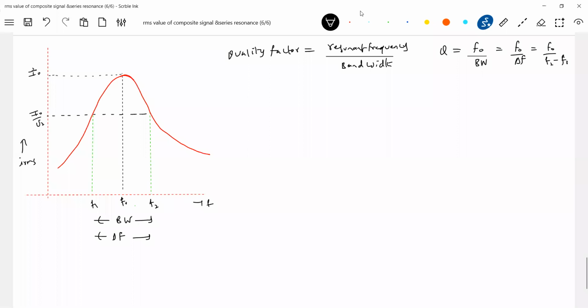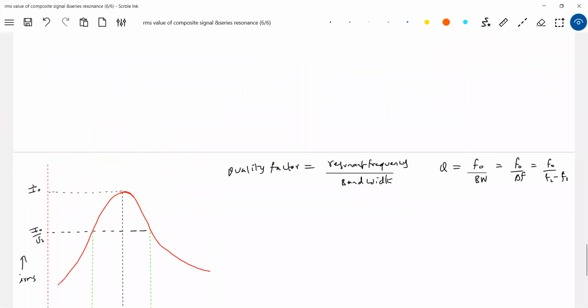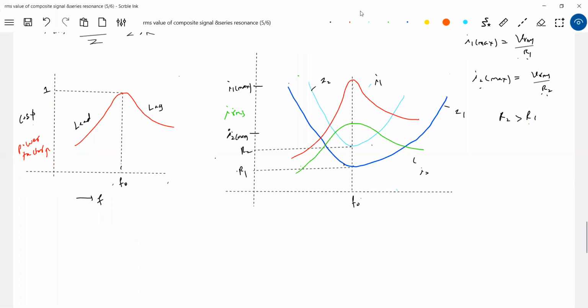Now you can see the sharpness here. If the bandwidth is less for a given resonant frequency, then Q will be more, and then the sharpness will be more. As the bandwidth increases, the sharpness of the resonance curve will decrease. Therefore, the quality factor we define as the resonant frequency by the bandwidth.